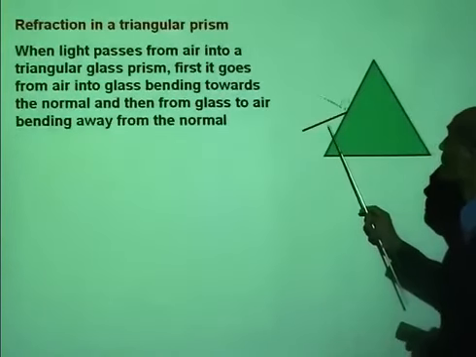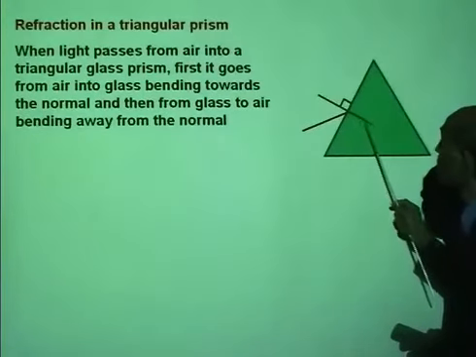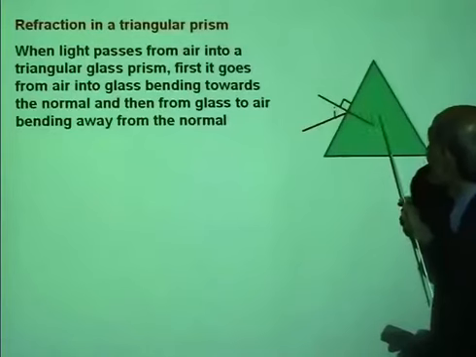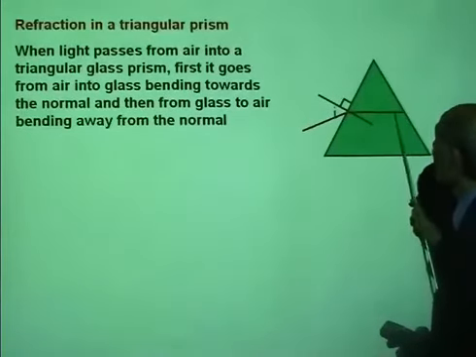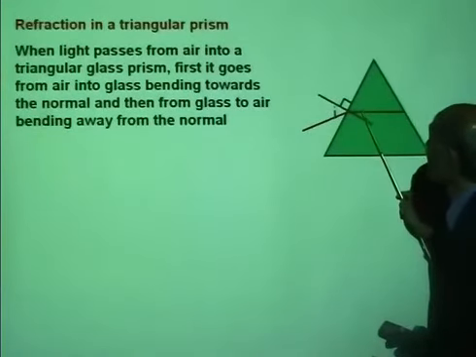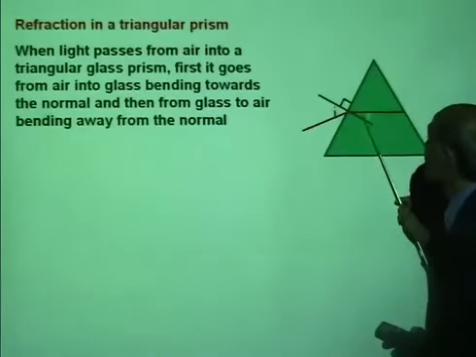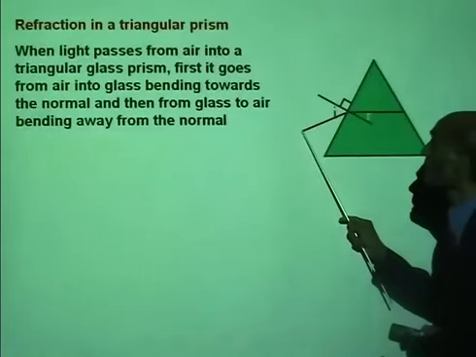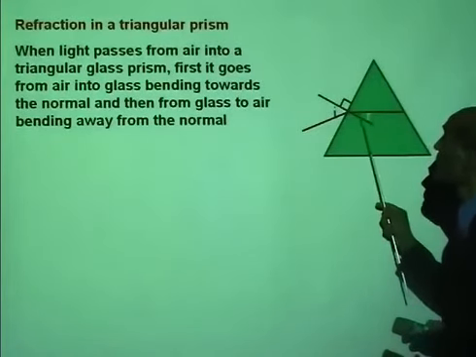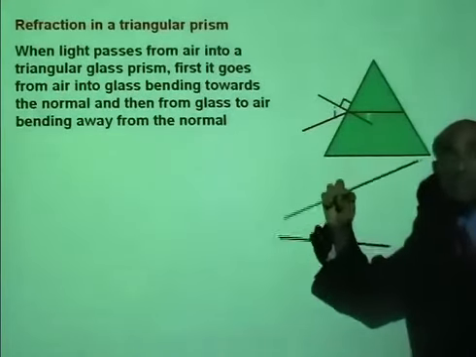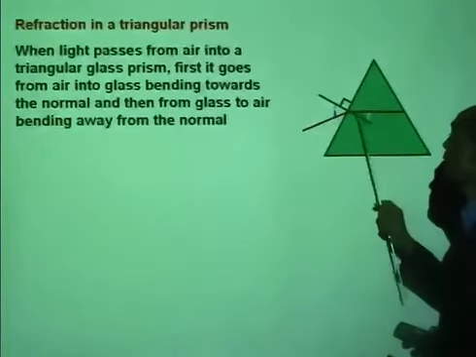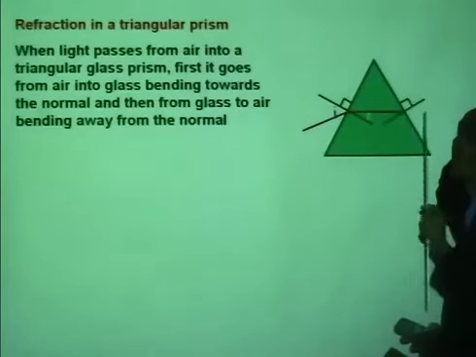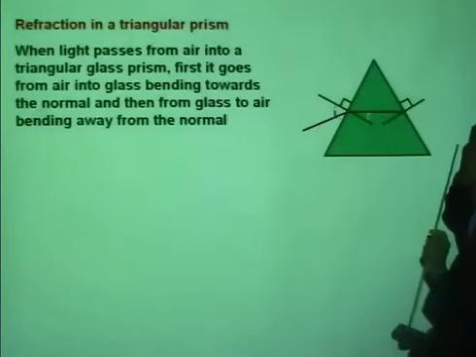Watch that. Now here's a ray of light. This is the normal. This is now going to bend towards the normal. There you are. You see that? So the angle of refraction is less than the angle of incidence. So a ray going from air into glass is bending towards the normal. Now what will this do when it goes from glass into air? It will bend away from the normal.